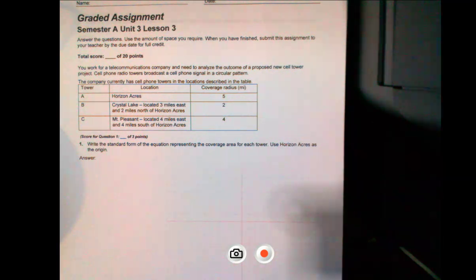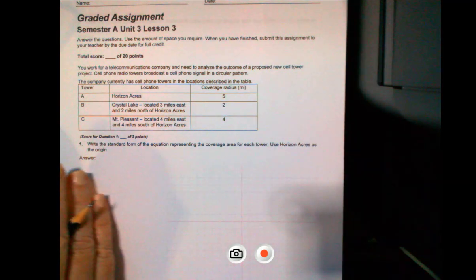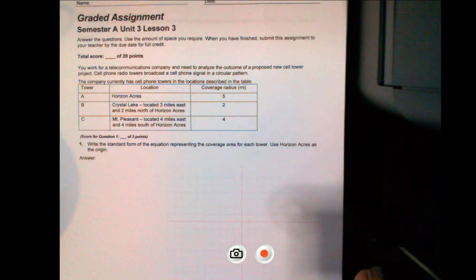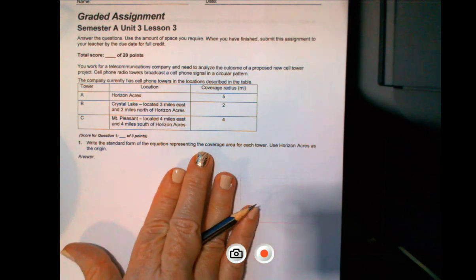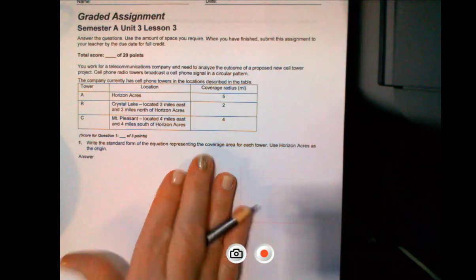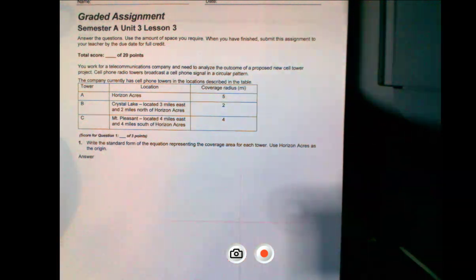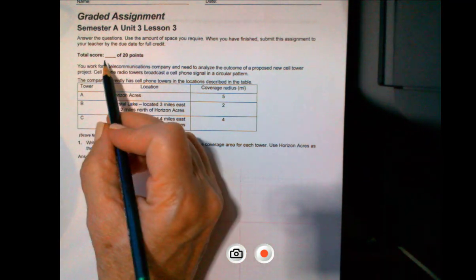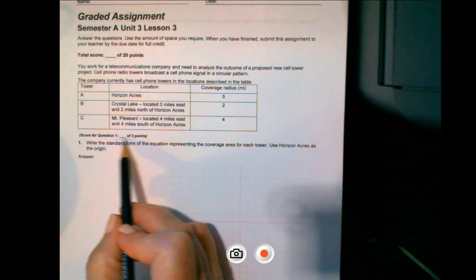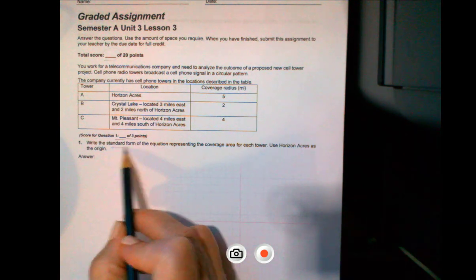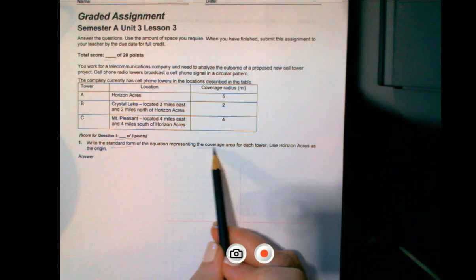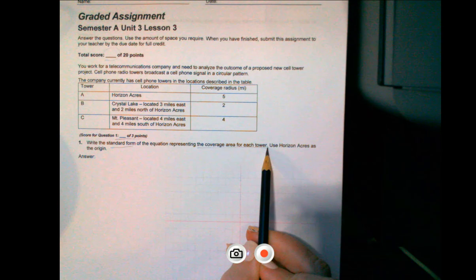All right, this is lesson 3, the teacher graded assignment that you have. Let's take a minute and walk through a sample so that you can see what's expected when you do your submission. There's a total of 20 points altogether, and we're going to get 3 points for this first part. We want the standard form of the equation representing the coverage area for each tower.